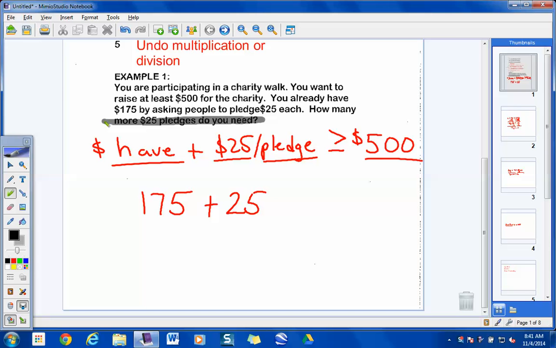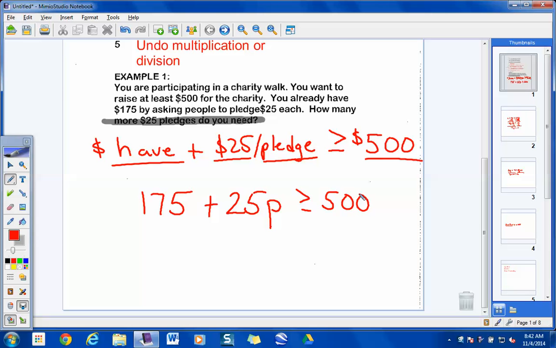How many more pledges do you need? Well, do I know how many I need right away? That's what we're trying to solve for, right? If we don't know, we're probably going to use a variable for the number of pledges, aren't we? How about my favorite letter of the alphabet? How about $25 times P? Doesn't this mean $25 times the number of pledges that we're going to add to this right here? So if P was 10, we would be adding 25 times 10, right? If P was 50, we'd be adding 25 times 50. Okay? Well, that's going to be greater than or equal to 500.